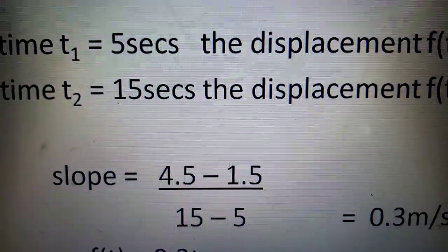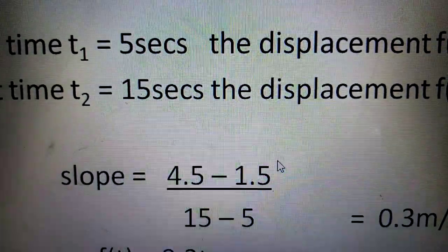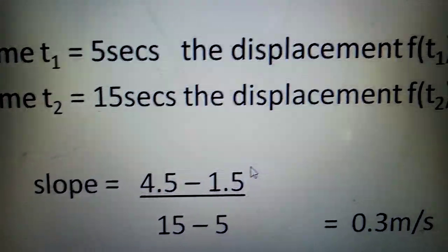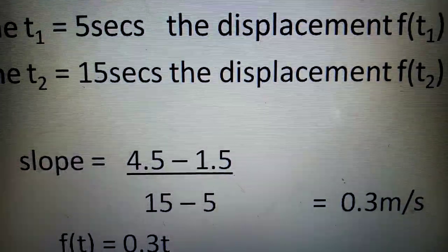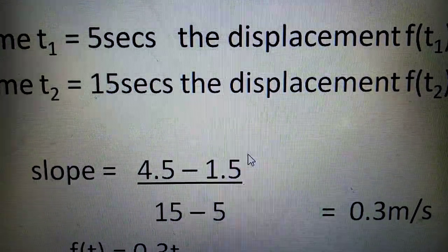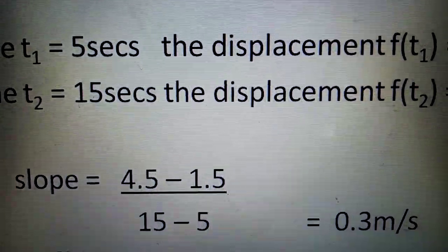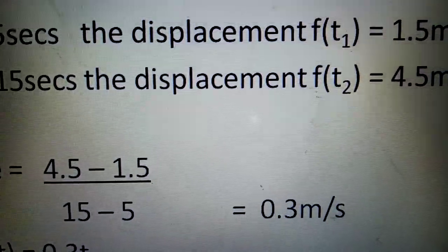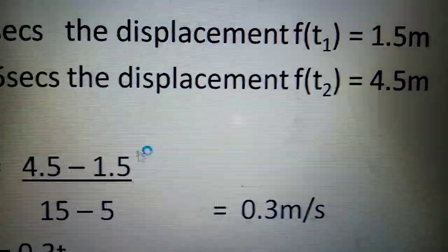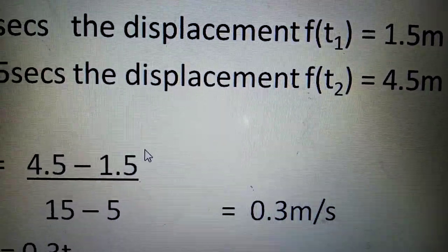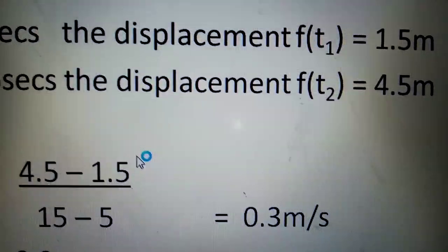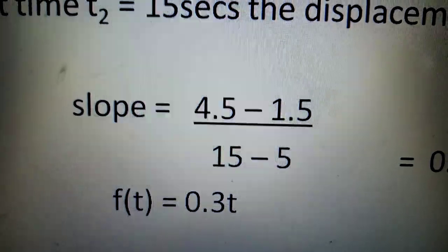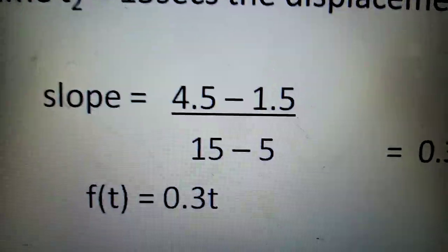the function will be computed by saying 4.5 minus 1.5. That means change in displacement over change in time. That's 10 seconds. So 4.5 minus 1.5 is 3. 3 divided by 10 is 0.3 meters per second. So the velocity of the body is 0.3 meters per second. That means the body is changing its position by a factor of 0.3. So we can now write in general that the displacement as a function of time is 0.3t.